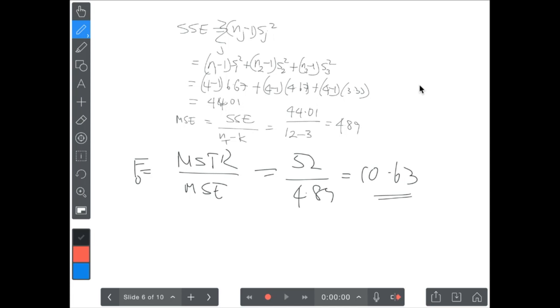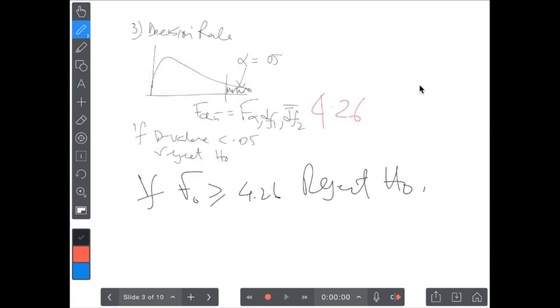So now if we're using the critical value approach, you can see 10.63 is in fact much larger than the critical value that we found, which was 4 point something. If I go back, let's see, what was our critical value? 4.26. So our critical value is 4.26. If F0 is greater than or equal to 4.26, we will reject the null hypothesis. So let's keep going.